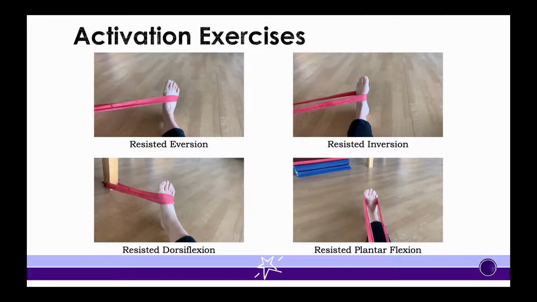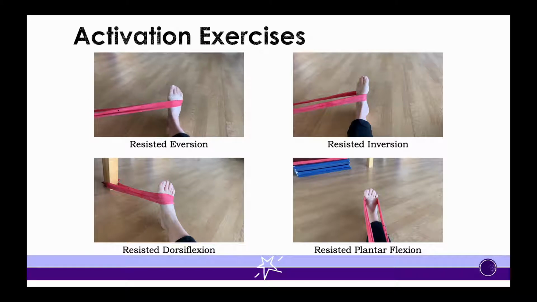Looking at some activation exercises, we're going to look at our resisted eversion, inversion, dorsiflexion, and plantar flexion. For all of these, I used a TheraBand that was just anchored to a table leg. You can see that in one of the pictures. But here we go with our resisted eversion.